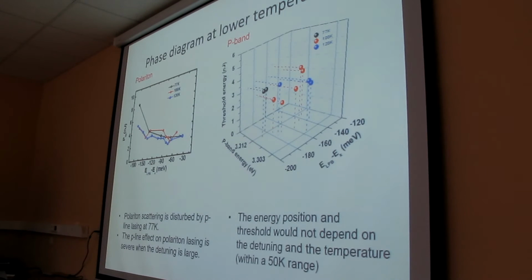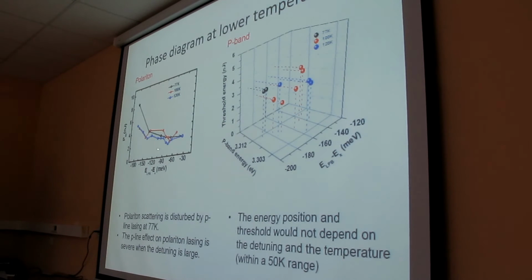Typically, we predict that the threshold here will be lower when the temperature is lower. However, because the p-band will affect the system, the threshold at lower temperature will be higher than we thought. This threshold is for the p-band only, not for the lower state.